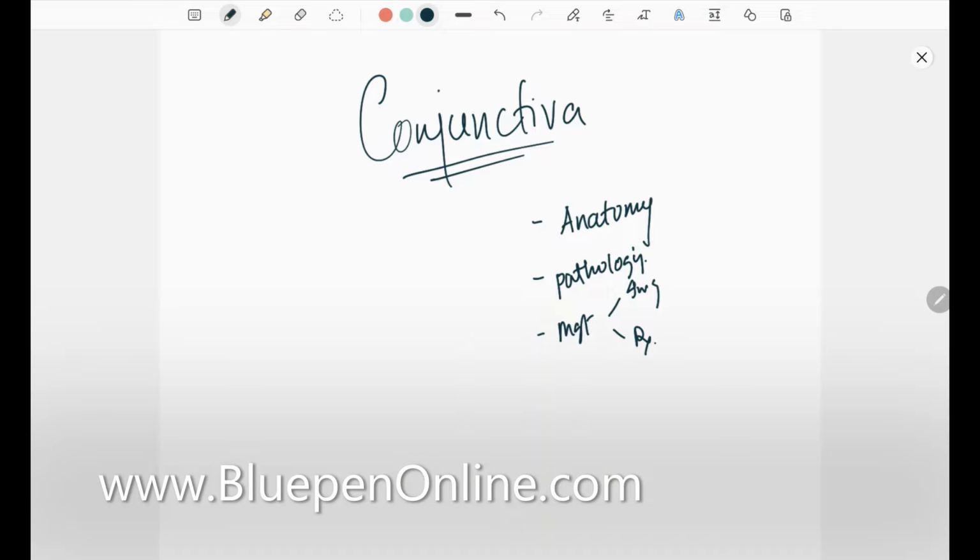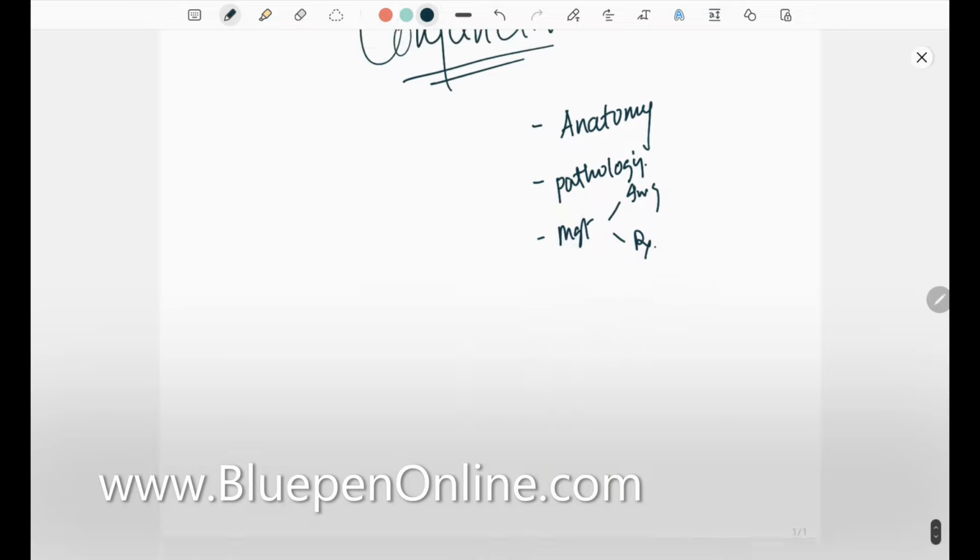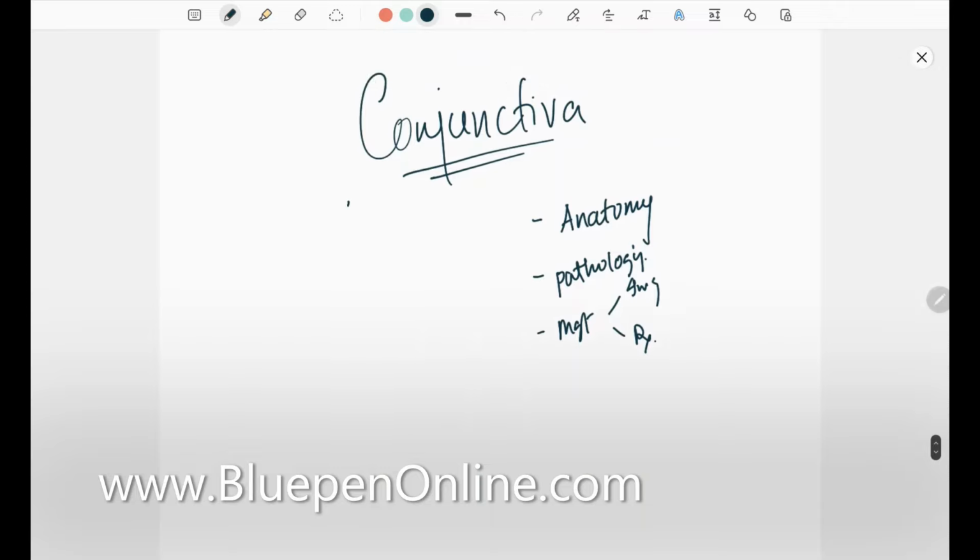Okay, so conjunctiva literally means to join. And what will this translucent membrane join? It's literally this translucent layer that covers the anterior aspect of the eye. Now we have epithelial lining all over our body. Our respiratory tract has an epithelium. Our gastrointestinal tract has an epithelium.